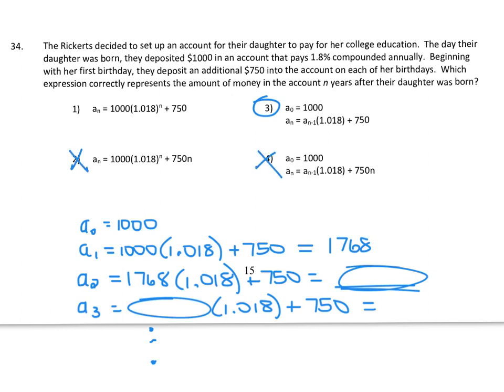Now, if we look at this one right here, let's see why it's not the correct answer. This one's a little hard to explain, but I'm going to do my best. This part of it looks good, but this is the part that doesn't match up. This is saying that you're just going to take $1,000 and multiply it by 1.018 times the number of years that have passed. That's not the case, because on the second year, we're not taking $1,000 and multiplying it by 1.018. We're taking the previous term and multiplying it by 1.018. So this is what's messing us up here. This is why choice 1 doesn't work out.